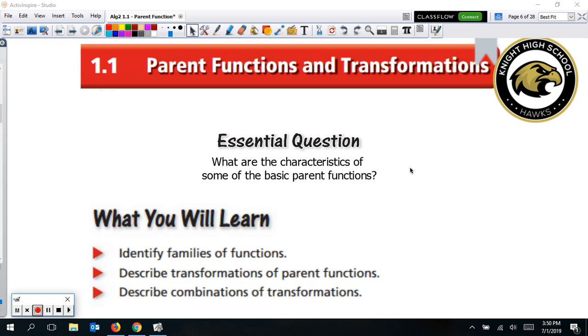Well, hello everyone again. Here we are with 1.1. So we're getting into the Algebra 2 book now, starting with Chapter 1, Section 1.